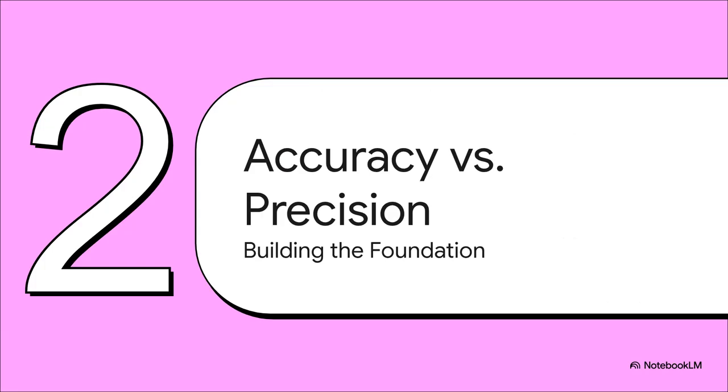Before we can settle that whole debate, we need to build our foundation. We have to talk about the quality of our numbers. And this is all about accuracy versus precision. They sound kind of similar, but in physics, believe me, they mean very different things.